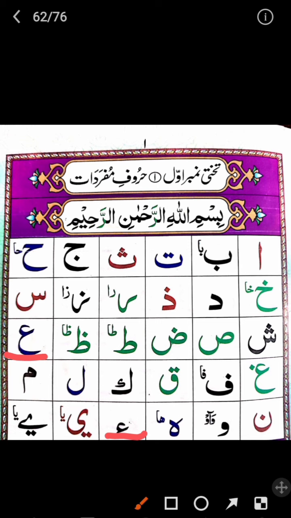Remember that the sound of hamza is a. It is the sound of hamza, but not the sound of alif. In fact, alif is pronounced from the empty part of the mouth and it doesn't have any sound.